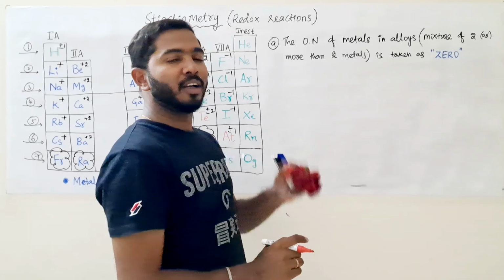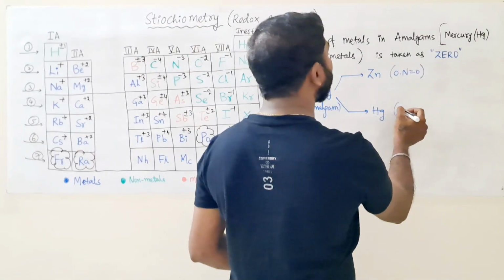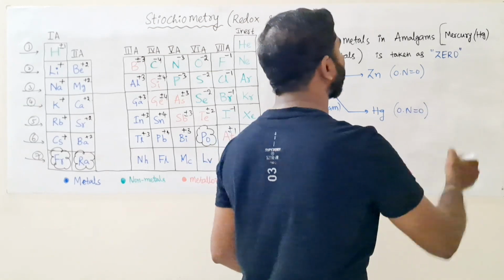So, suppose let's say we take the example of zinc amalgam, that is zinc plus mercury. This compound is called zinc amalgam. In zinc amalgam, we have zinc and mercury. The oxidation number of zinc is taken as 0. Similarly, the oxidation number of mercury is also taken as 0.